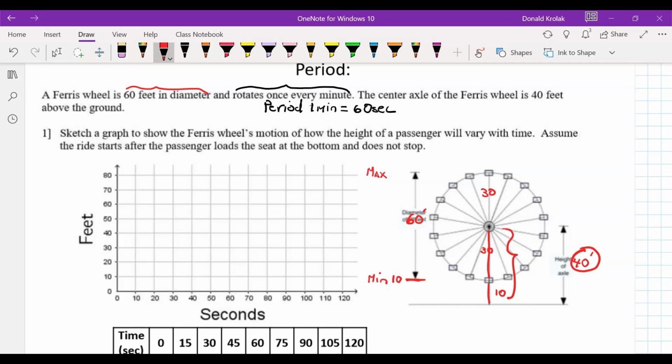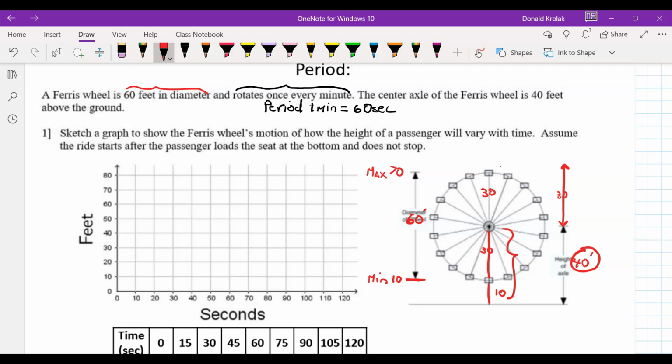And Cade, what's our maximum going to be? 70. Okay, so we're going to take 40 and 30. So our max height is going to be... Say that again? The minimum would be 40.